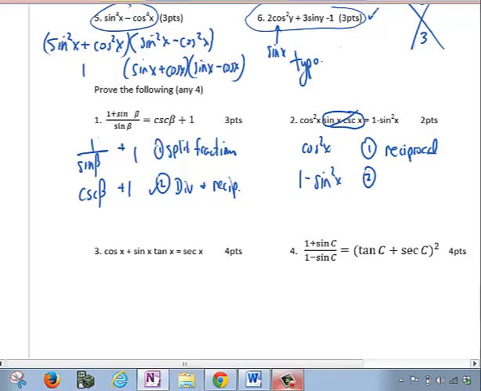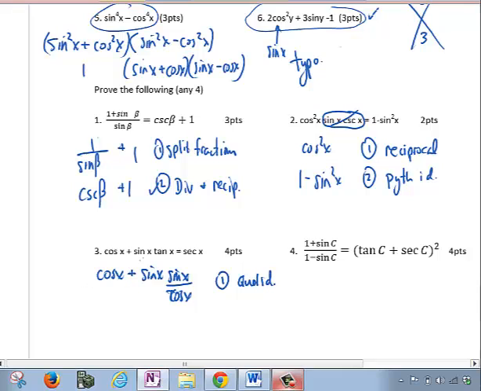And then the second reason is Pythagorean identity. So that was a nice easy problem. Next one, we're just going to use, I've got cosine of x plus sine of x over cosine of x. So the first reason is a quotient identity.